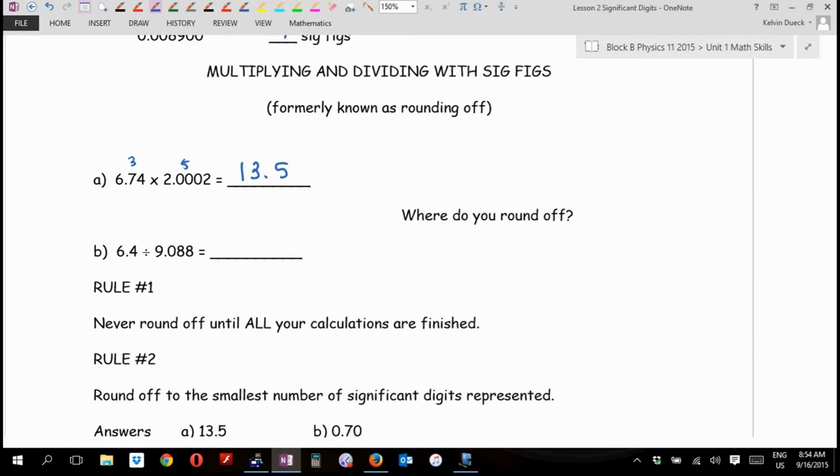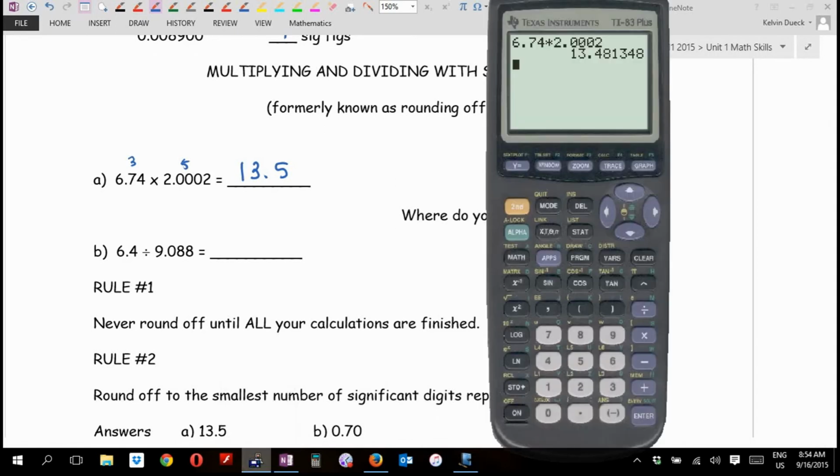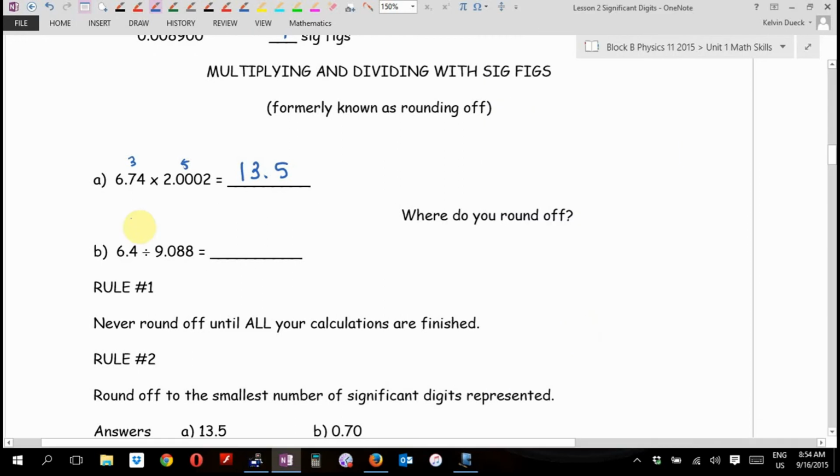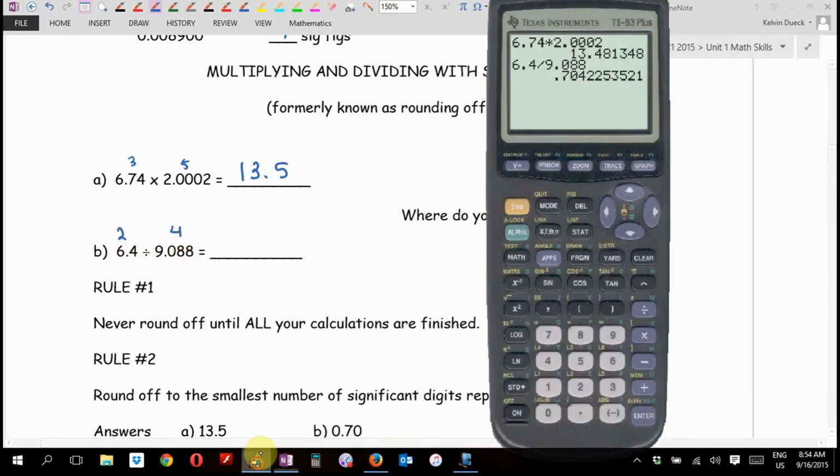B. 6.4 divided by 9.088. How many sig figs am I going to round this one off to? 2. Because 2 sig figs, 4 sig figs. So 1, 2. And again, I can never say, Natalie, people are saying, how many decimal places? I'll never be able to answer that, because here, this one's 2 sig figs is 2 decimal places, where in the previous example, 3 sig figs was only 1 decimal place.